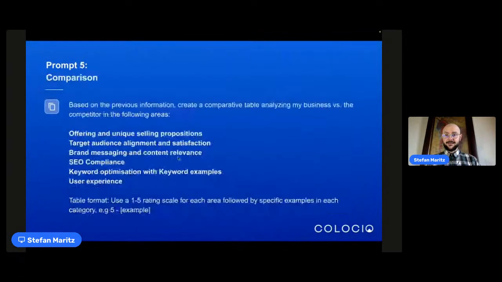So your next step will be your comparison. Now, I personally find a table quite easy to analyze. So what you want is to prompt the AI to create a comparative table to analyze my business compared to the competitors, and specifically according to these categories. You're offering in unique selling points, target audience alignment, brand messaging, SEO, keyword optimizations with keyword examples, as well as the user experience. I don't only want the comparison there, I also want a 1 to 5 rating scale for each of the areas, so that I know kind of at a glance how well I am doing, my business is doing in comparison.